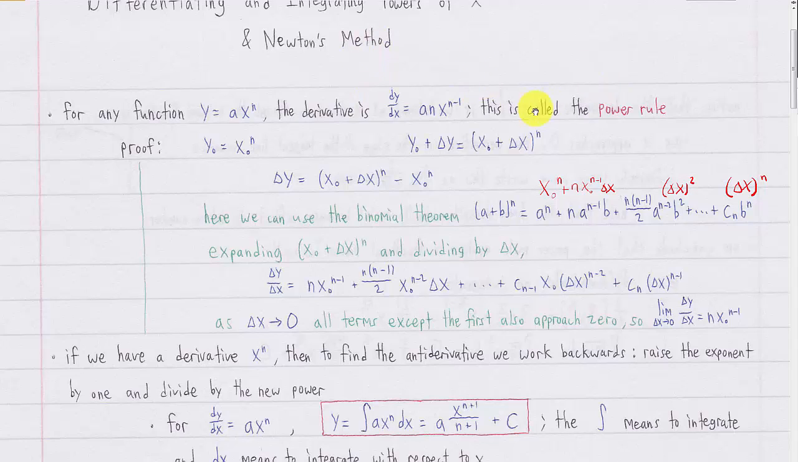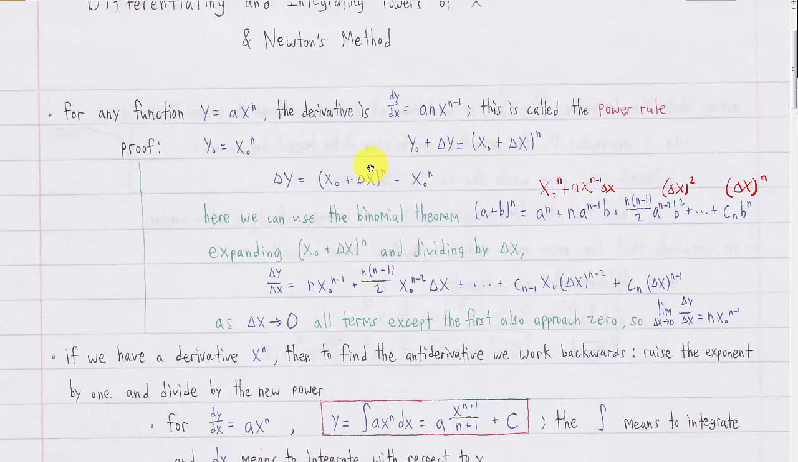So to see why the power rule works, we can apply the definition of a derivative. So say we want to find the derivative of this function y when x is equal to x0. So we find the two values. When x is x0, what is y0? And then when x is x0 plus delta x, what is the change in y? So it'll be y0 plus some change delta y. So then we can subtract these two to get delta y is equal to x0 plus delta x all to the n power minus x0 to the n.